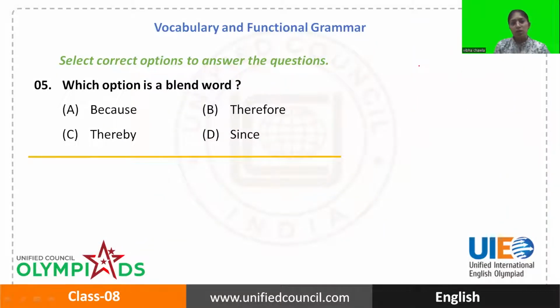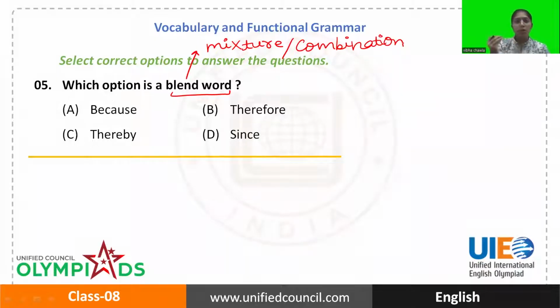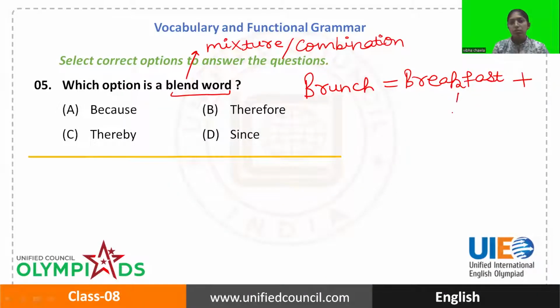Then we have the next one, question number 5. Which option is a blend word? See, blend word is basically combination of two words. The word blend means mixture, combination. So, blend word is the combination of two words. For instance, brunch. It's a blend word. It's the combination of breakfast and lunch. Breakfast plus lunch is equal to brunch. That is a blend word.